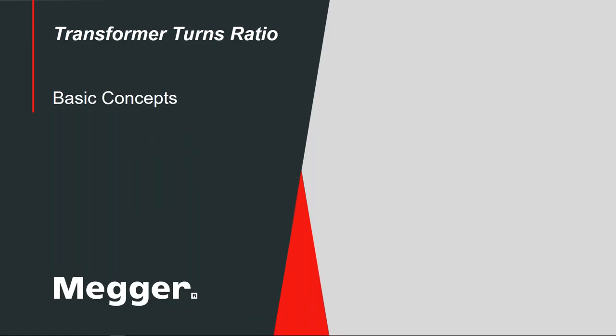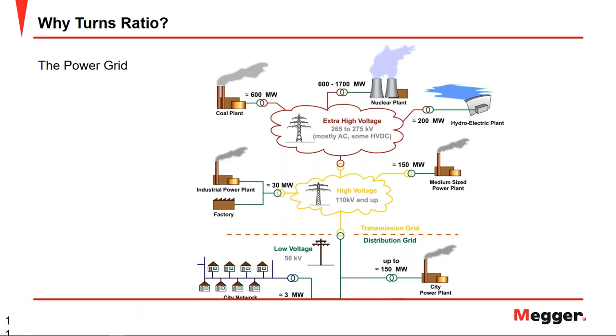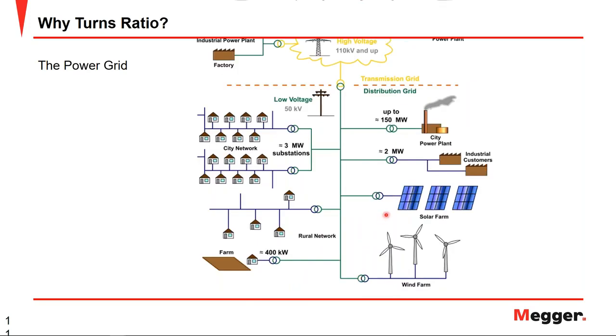So getting started, looking at some basic concepts, and why do we concern ourselves with turns ratio? Well, if you look at the power grid, all the way from extra high voltage to the high voltage lines, then down to the distribution grid, there are transformers all throughout the system. Your power plants, your factories, and then once you get to the distribution grid, of course, you have transformers that take these to your city networks or that are coming from your solar farms and wind farms.